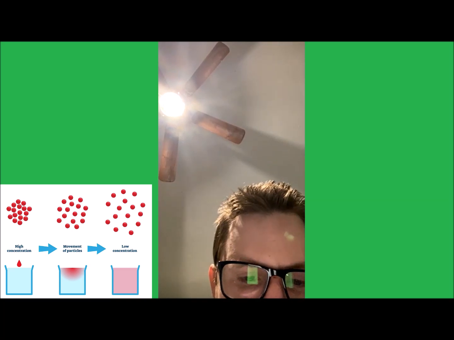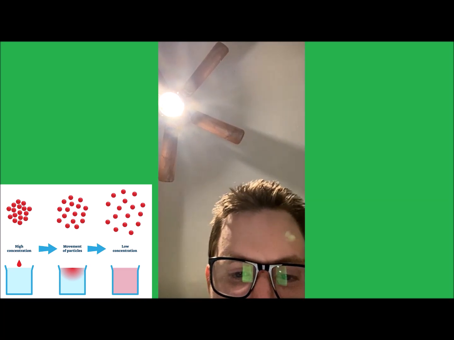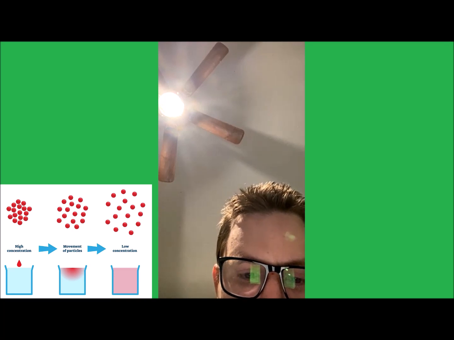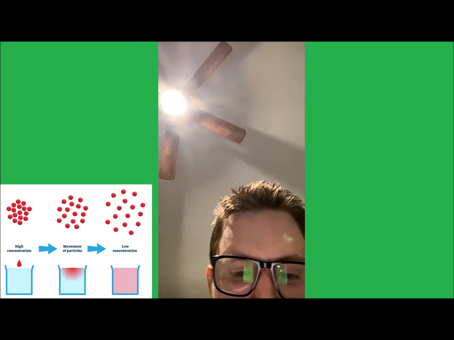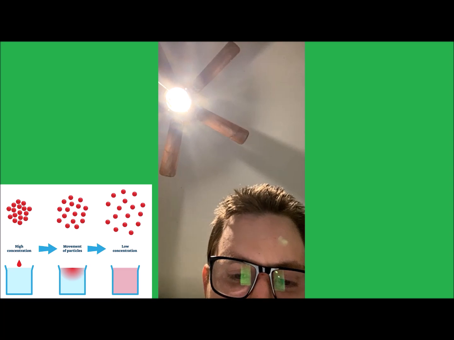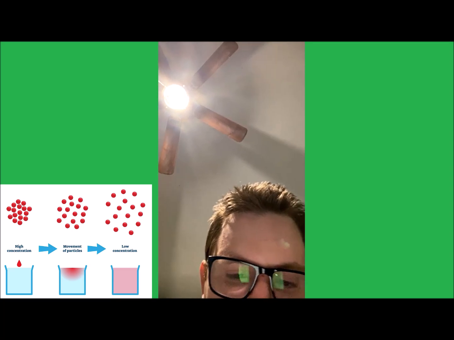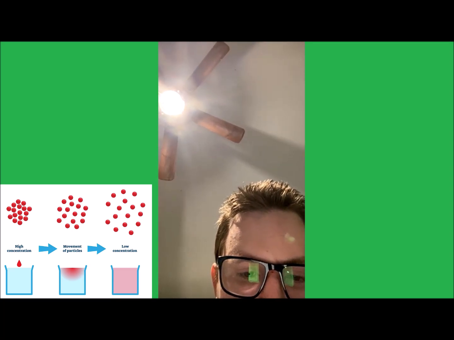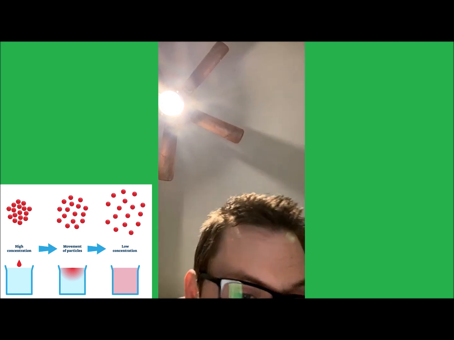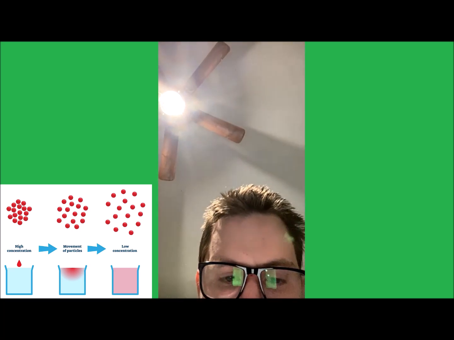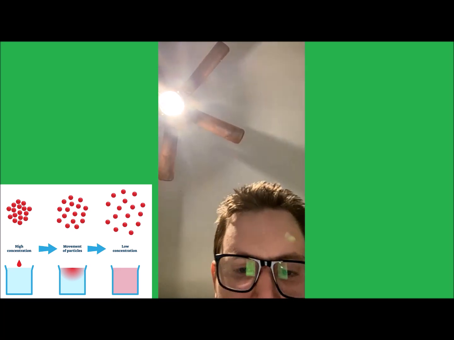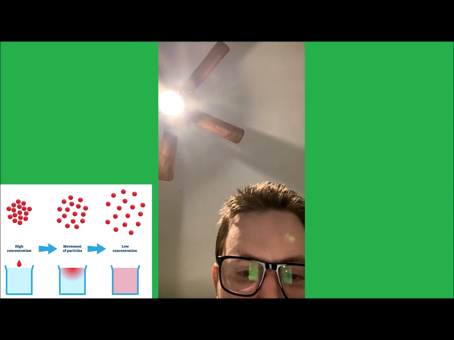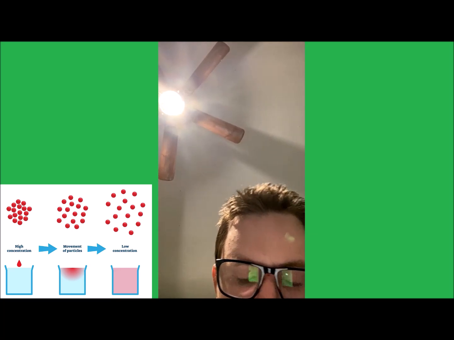It describes the constant movement of particles in all liquids and gases. These particles move in all directions, bumping into each other. Diffusion can only work with gases and liquids. Molecules tend to move from places of high concentration to places of low concentration just by moving randomly.